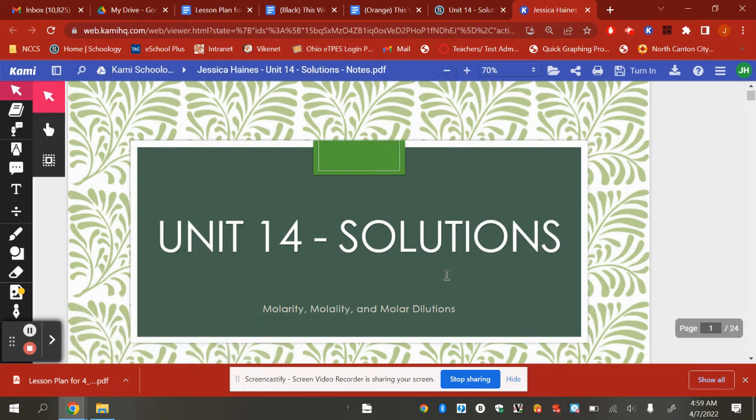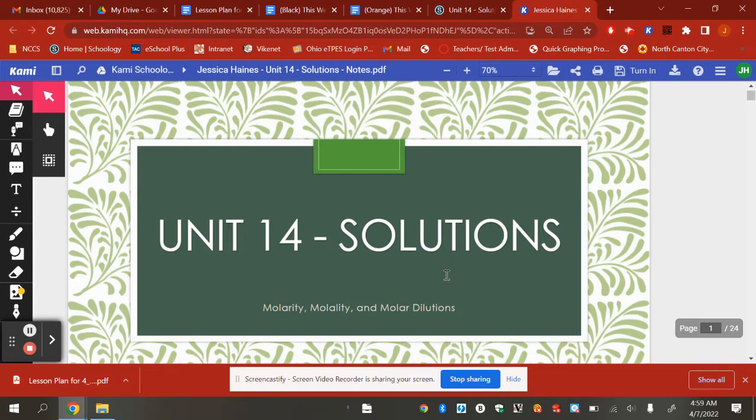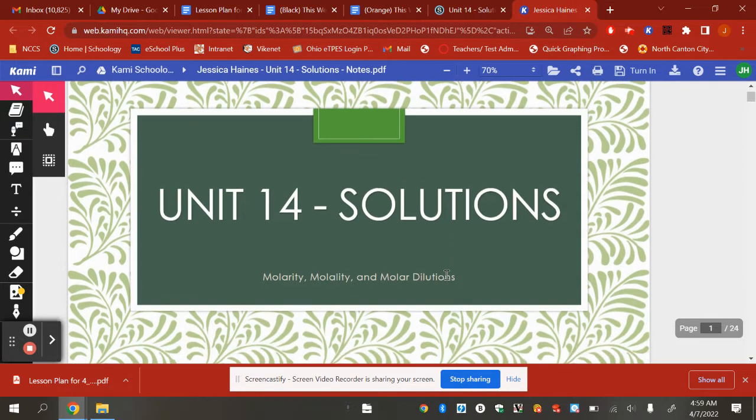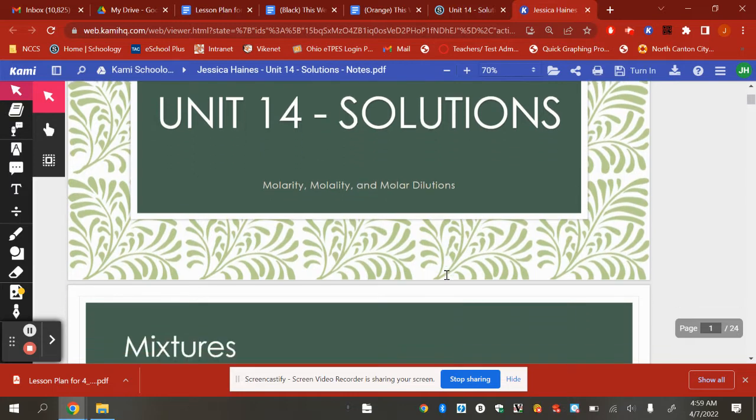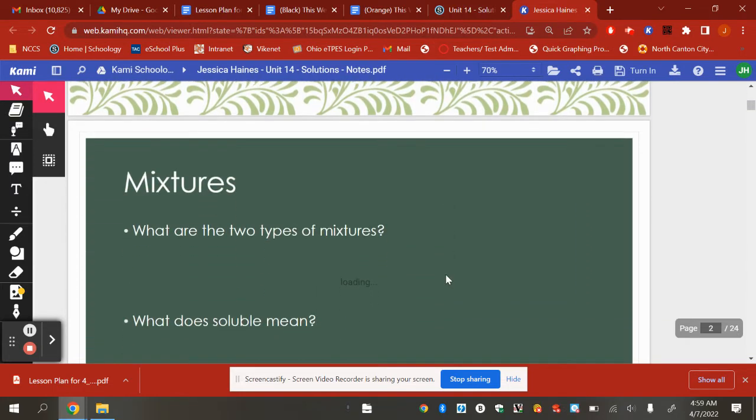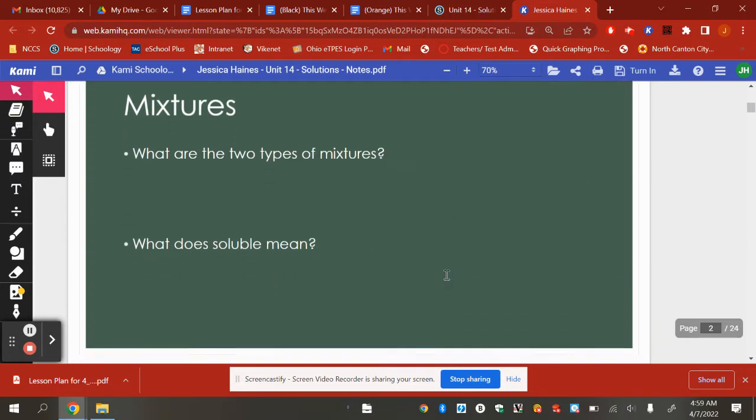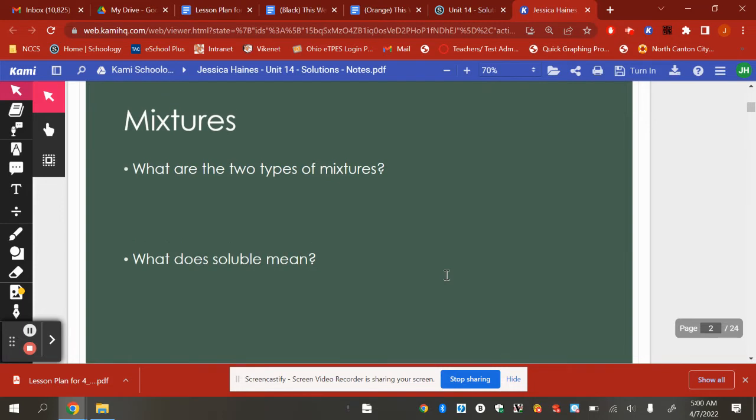So we are starting a unit on solutions. We just finished up, obviously, with stoichiometry and carrying on with converting things into moles. We're going to talk about different types of solutions first. So what are the 2 types of mixtures?